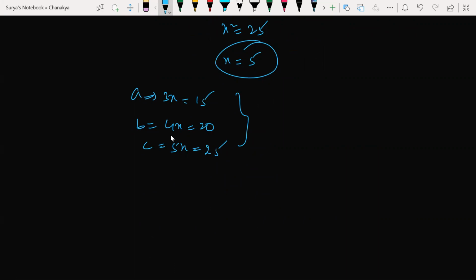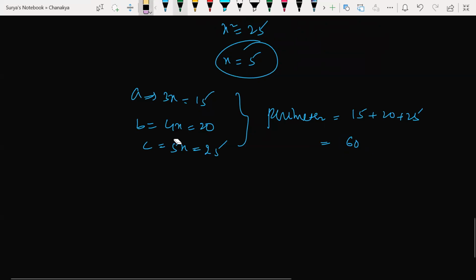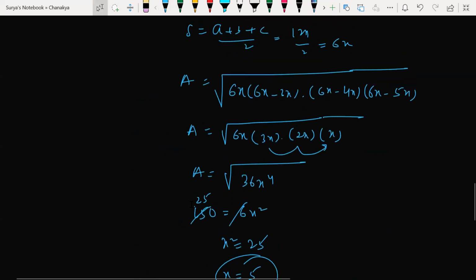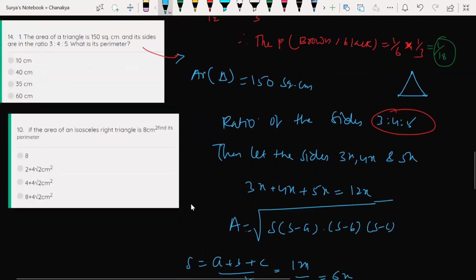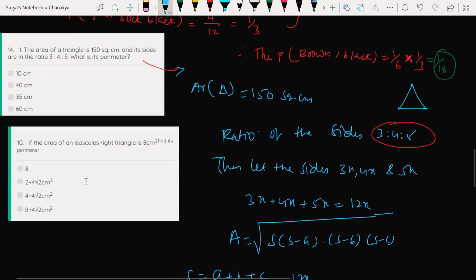What is the perimeter, beta? We could do it directly by 12x. Right? Perfect. 15 plus 20 plus 25, how much will it be? 60. Yes, sir. I didn't multiply the x's, that's why. Which x didn't you multiply here? This one, instead of 6x, I took 6. That's why I was getting the wrong answer.